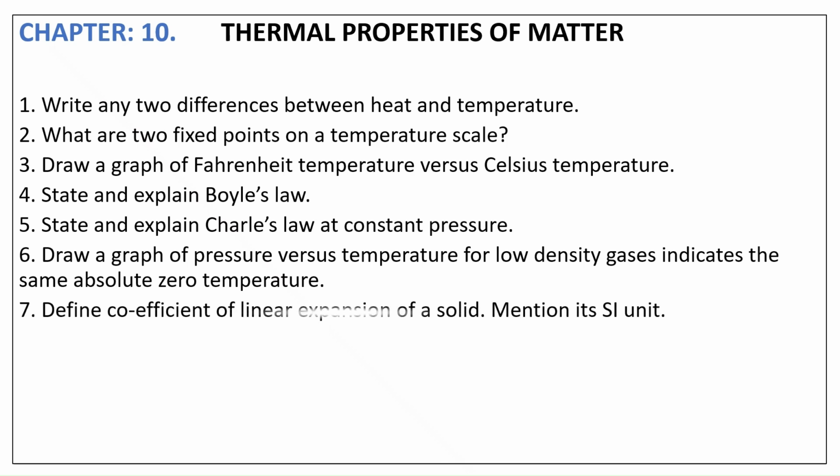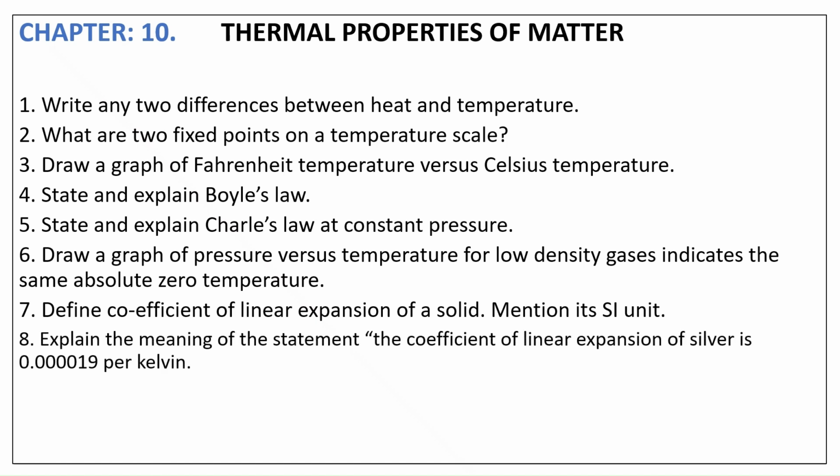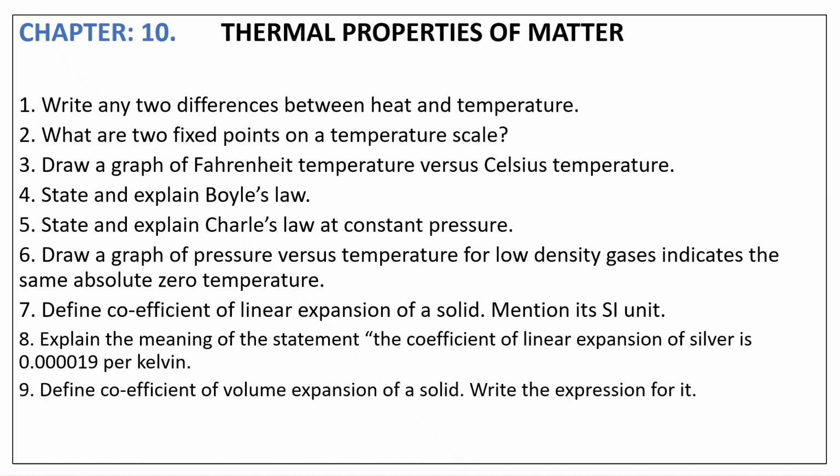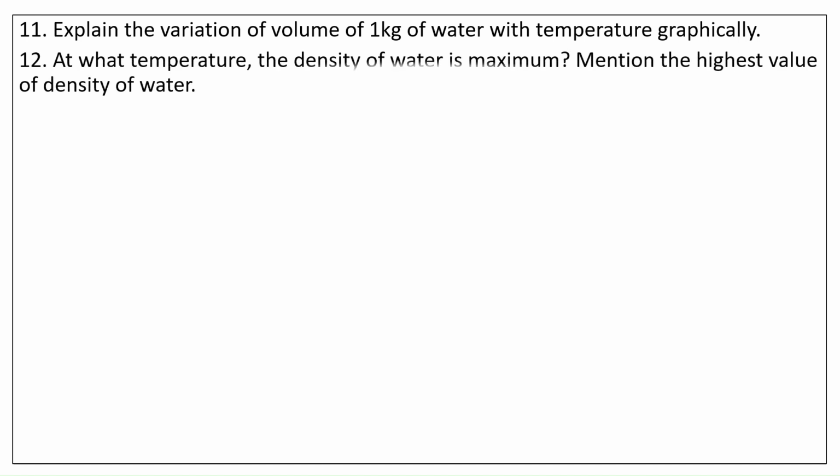7. Define coefficient of linear expansion of a solid. Mention its SI unit. 8. Explain the meaning of the statement, the coefficient of linear expansion of silver is 0.000019 per Kelvin. 9. Define coefficient of volume expansion of a solid. Write the expression for it. 10. What is meant by anomalous expansion of water? 11. Explain the variation of volume of 1 kg of water with temperature graphically.